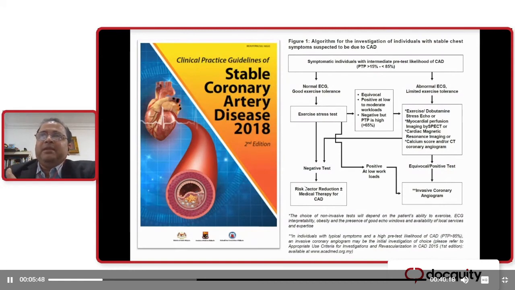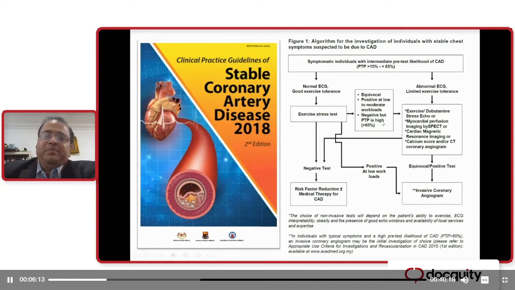So what they've done is we do not have our own data, but we are hinging on the European data. So basically, when you have somebody presenting with chest pain who is stable in the clinic, we look at the pre-test probability. So if it's anything between 15% to 85%, intermediate, then we will actually go and see whether they can exercise, and will go along doing the test.